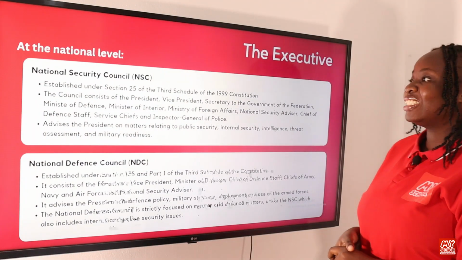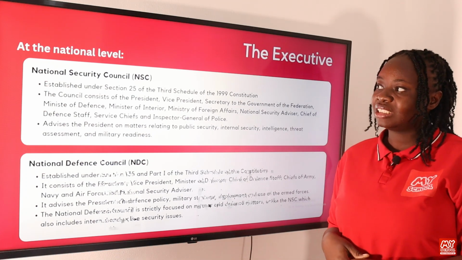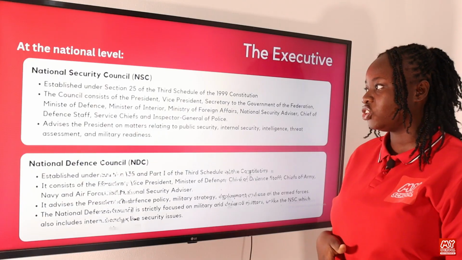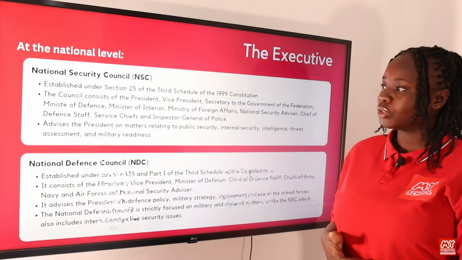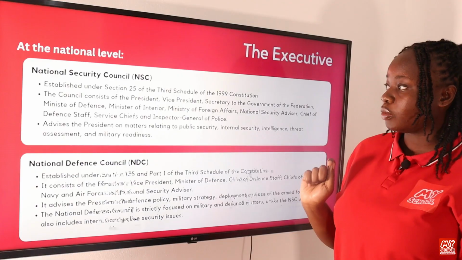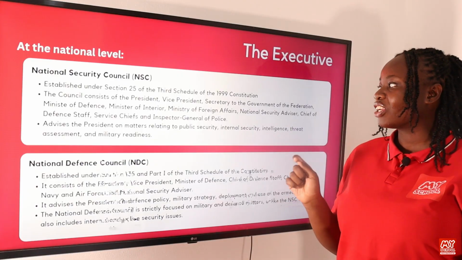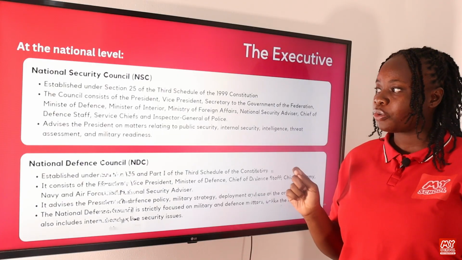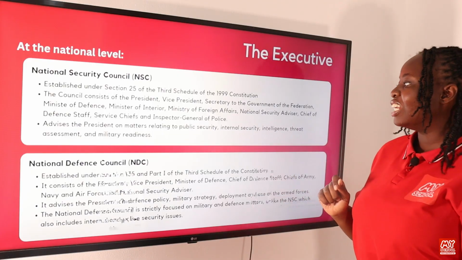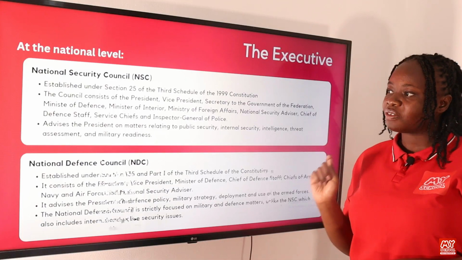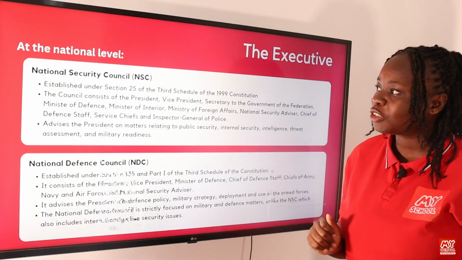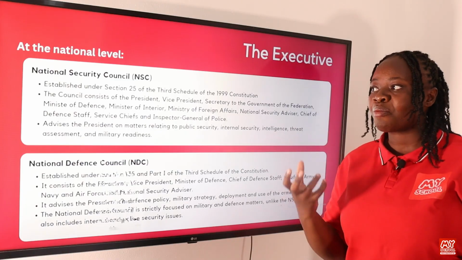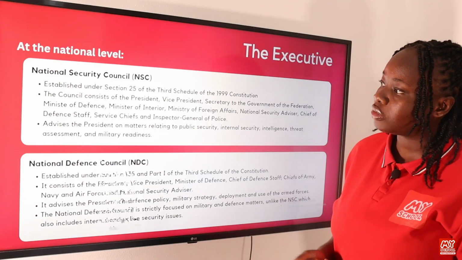All right, now we're going to discuss the National Security Council. This is another institution of government. It is established under Section 25 of the third schedule of the 1999 Constitution. So the council consists of the president, the vice president, the secretary to the government of the federation, the minister of defense, the minister of interior, ministry of foreign affairs, national security advisor, chief of defense staff, service chiefs, and inspector general of police. So all of these various offices are members of the National Security Council.